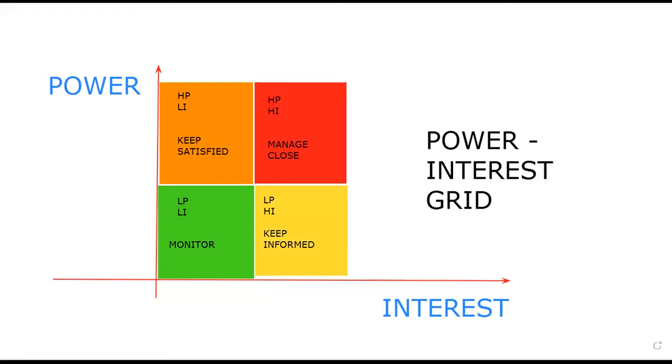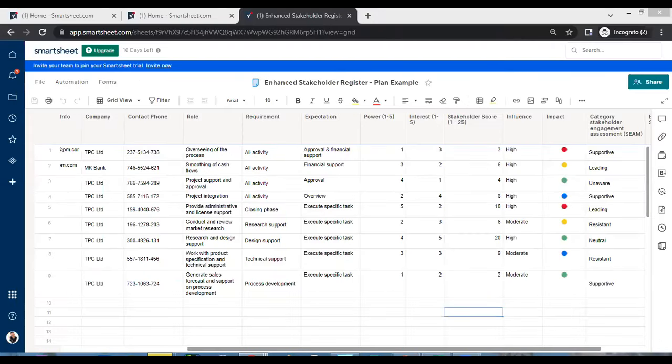All right, so we're going to take these concepts of the power interest grid, and we are going to put that into our stakeholder sheet. All right, so with that in mind, we are going to put this configuration into our sheet. So let's go over to our enhanced sheet. Okay. And we are going to put the score in there with that same color scheme.